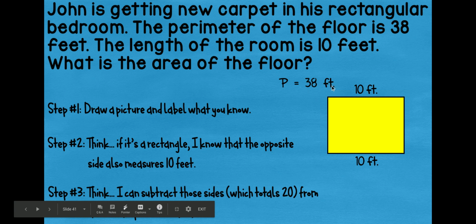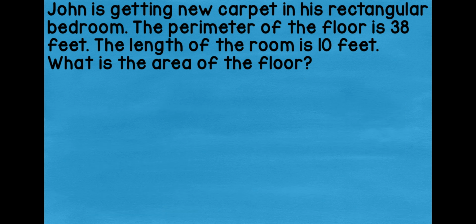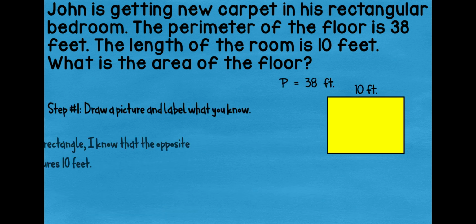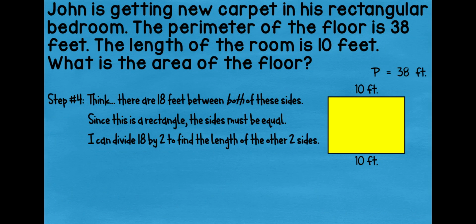Okay, if we know it's all going to add up to 38 and we've already used 20, how much do I have left to share with my two sides left over? 38 minus 20 gets me what? 18 feet. So we have 18 feet, but we have to split that between these two walls. 18 divided by 2 gets us, there we go, 9 feet.